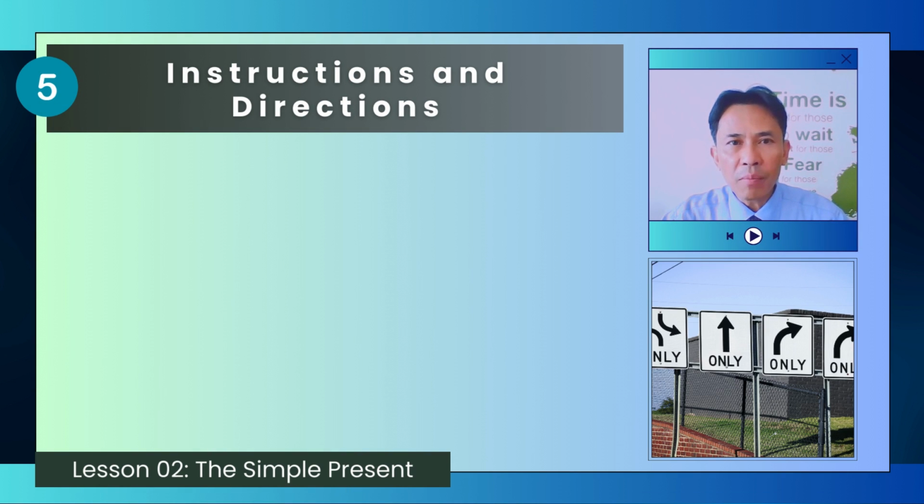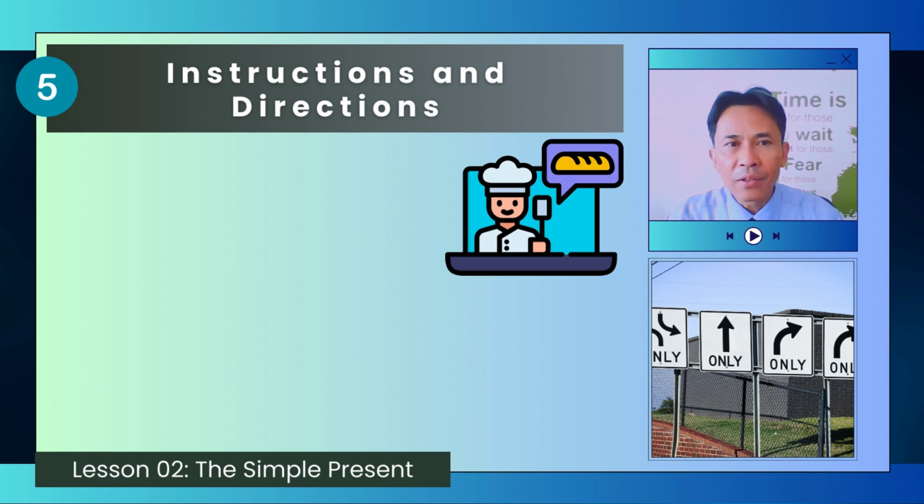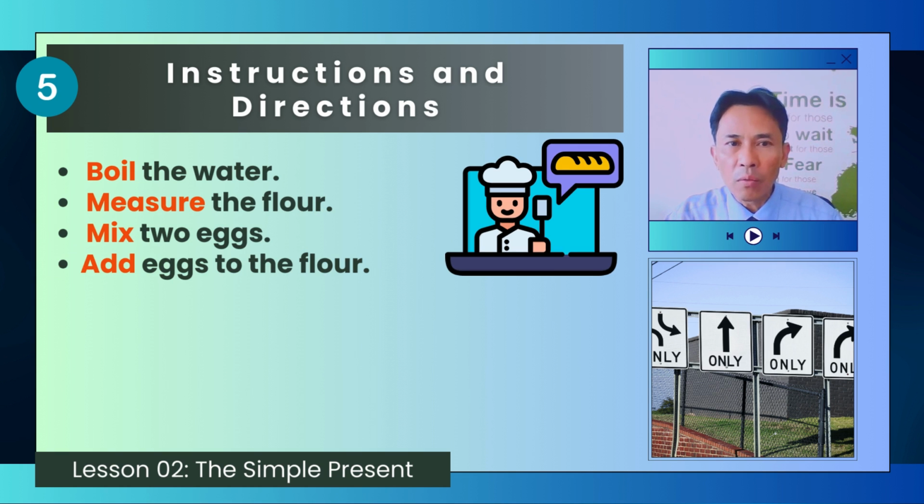We can also use the simple present tense for instructions and directions. Now, instructions and directions are advice and information about how to do or use something, or how to get from one place to the next. Let's say you want to teach people how to cook something. So you could say something like this: boil the water, measure the flour, mix two eggs, add the eggs to the flour. Here, you'll notice that we don't necessarily need to have a complete sentence. You could just use the verb in its simple present form: boil, measure, mix, add.